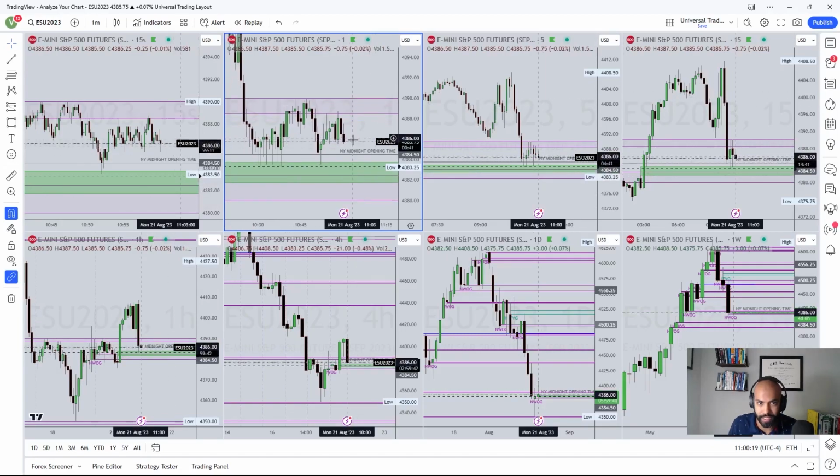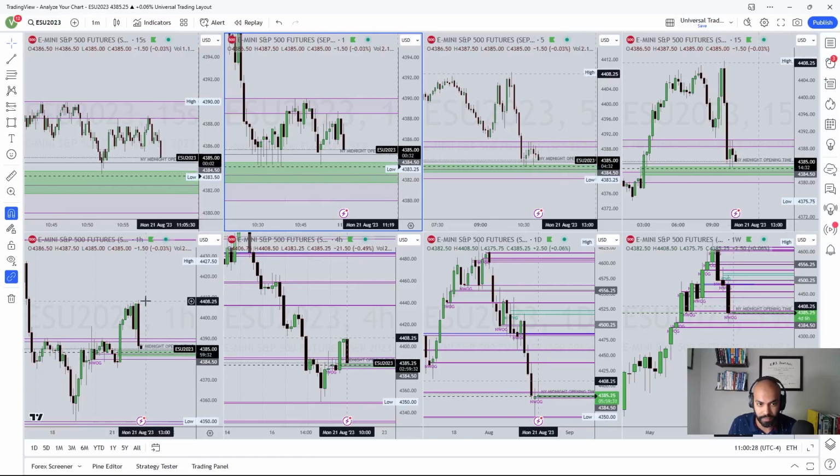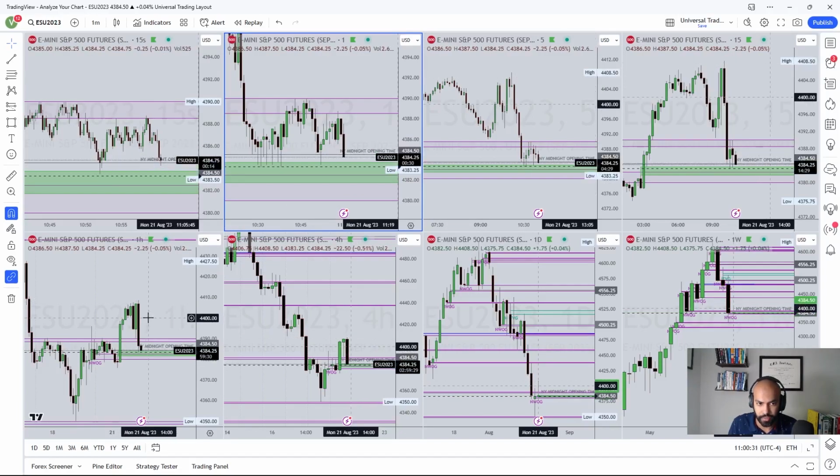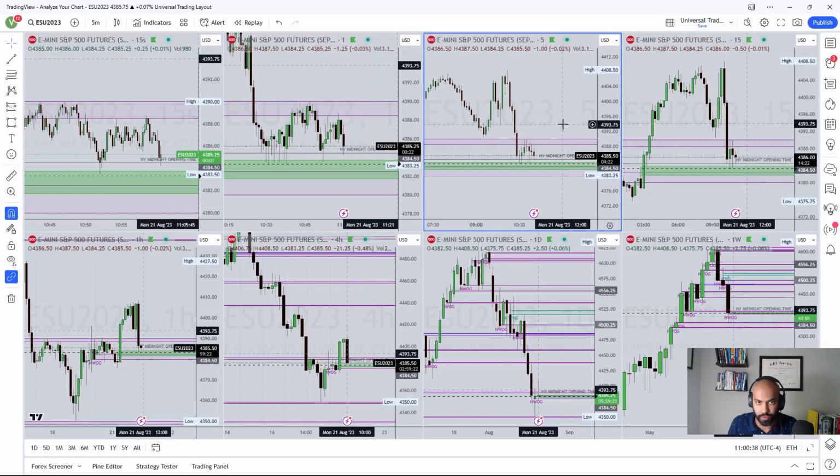But my plan is still wait for liquidity here to get swept and look for an entry model to get long and target the relative equal highs right here. I think that would be a solid trade, or probably mean threshold here. And so we'll see what happens. Just engineering liquidity right now.